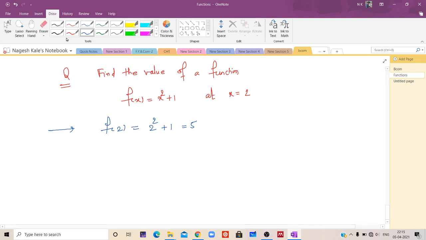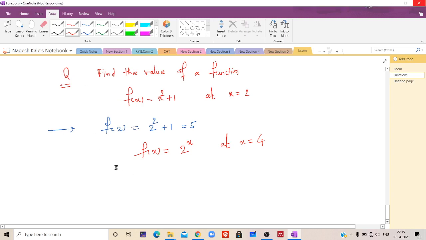If I ask the same question with a different function and point, suppose I am taking f of x equal to 2 raised to x and I want to find the value of the function at x equal to 4. So what is the value? Now this function is an exponential function, 2 raised to x, right? You have to just find the value of the function at that point. So you have to do one thing: wherever there is x, you have to just put the given value of x.